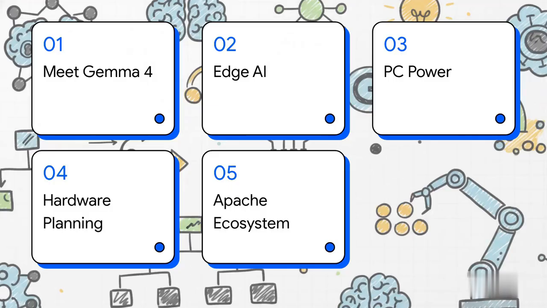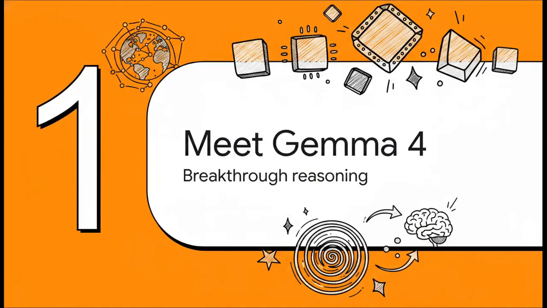Okay, let's map this out. First, we'll officially meet Gemma 4. Then, we'll check out the super efficient edge models, followed by the heavy hitters built for your PC. After that, we'll crunch some numbers on hardware and memory planning, and finally, wrap things up with the Apache 2.0 ecosystem. All right, part 1, meet Gemma 4.